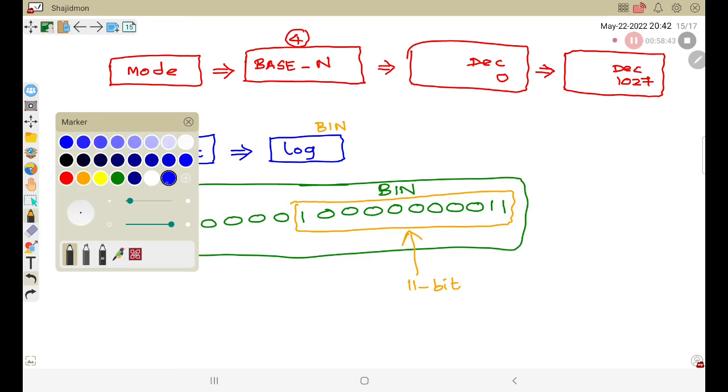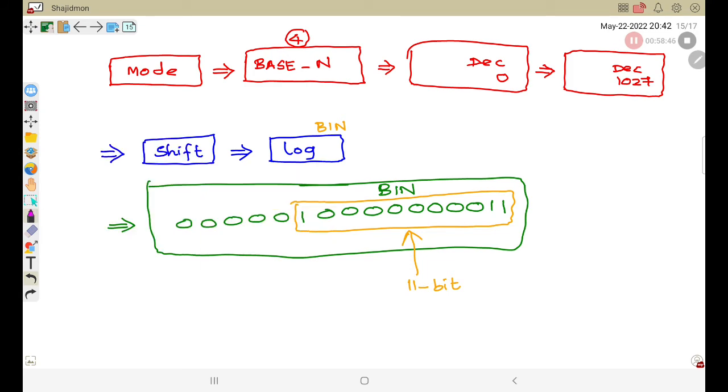So in the question, do these 3 steps. Step 1: select the mode, Base n, number 4, then enter the decimal number. Step 2: press shift log, the binary option in green color, and you will get that number. Step 3: you get the answer, select your 11-bit number.